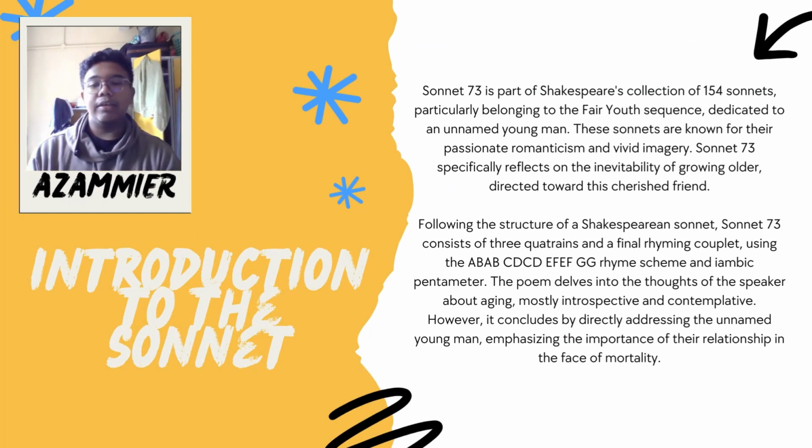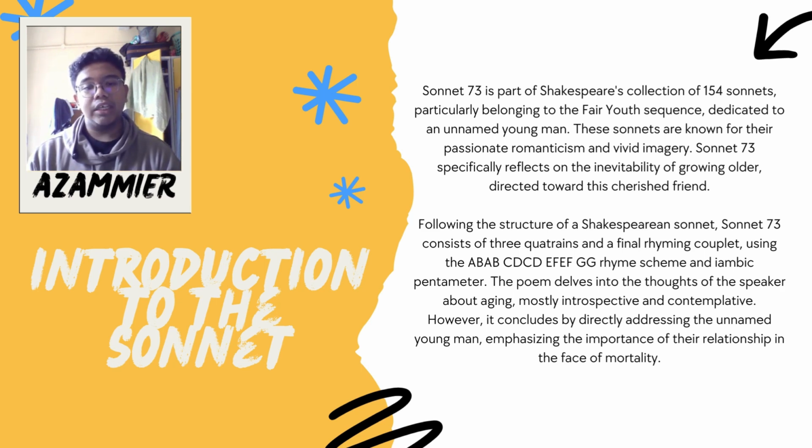Hello, here is the introduction to the sonnet. Sonnet 73 is part of Shakespeare's collection of 154 sonnets, particularly belonging to the Fair Youth sequence, dedicated to an unnamed young man. These sonnets are known for their passionate romanticism and vivid imagery. Sonnet 73 specifically reflects on the inevitability of growing older, directed towards this cherished friend.